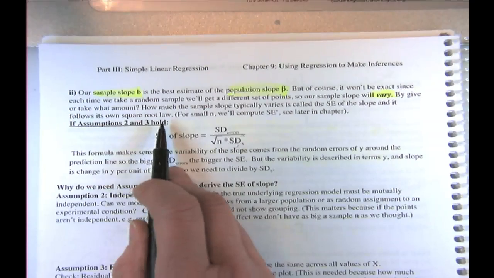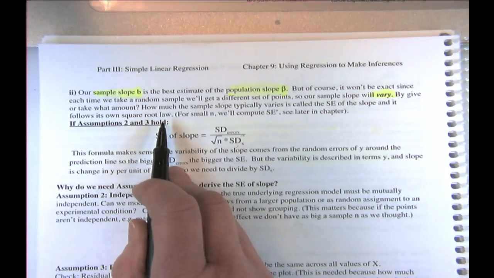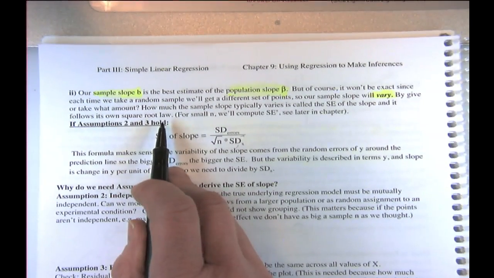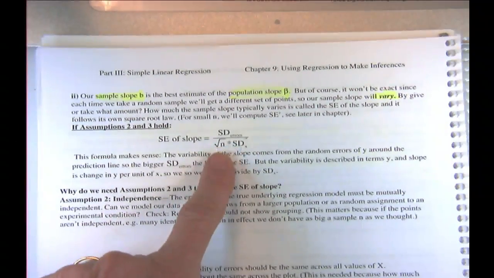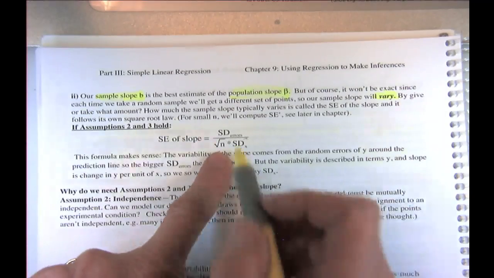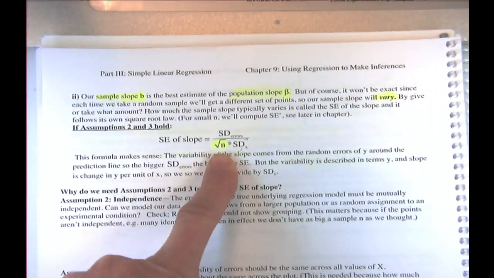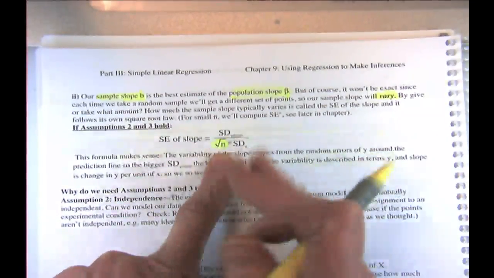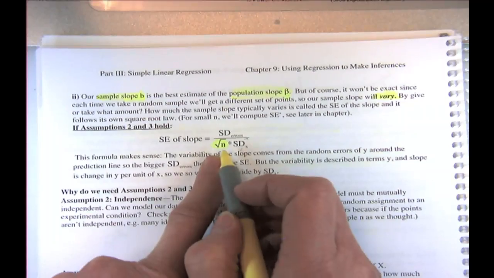and it follows its own square root law. Remember, error scales as the square root of n. The bigger your sample size, the smaller your error, but you don't divide by n. You divide by the square root of n. So that's the square root law that we all know figures right in there. That should be easy to remember, because we've seen this over and over again, that the error scales.